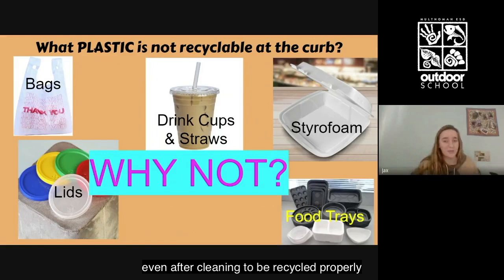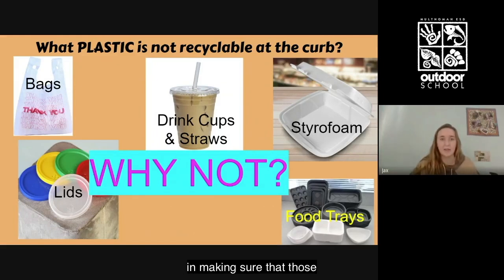Then as far as cups, straws, and food containers, they're too soiled, even after cleaning, to be recycled properly. They're too contaminated, sort of like what we were talking about earlier, and making sure that pizza boxes aren't recyclable because they're contaminated. It's the same type of deal. Our food imparts oils into the plastic, and that makes them poor quality to be recycled into new materials.